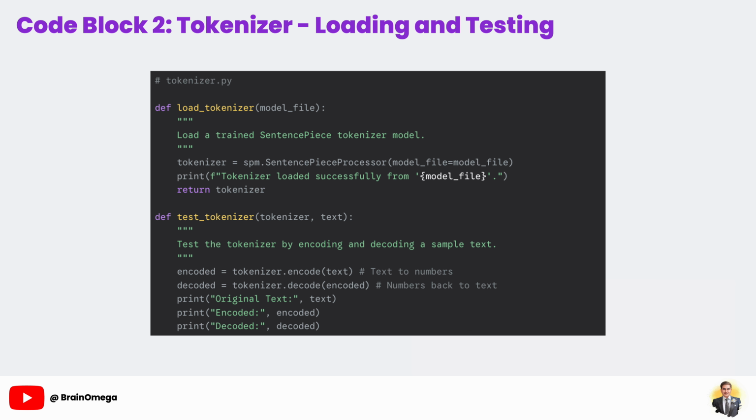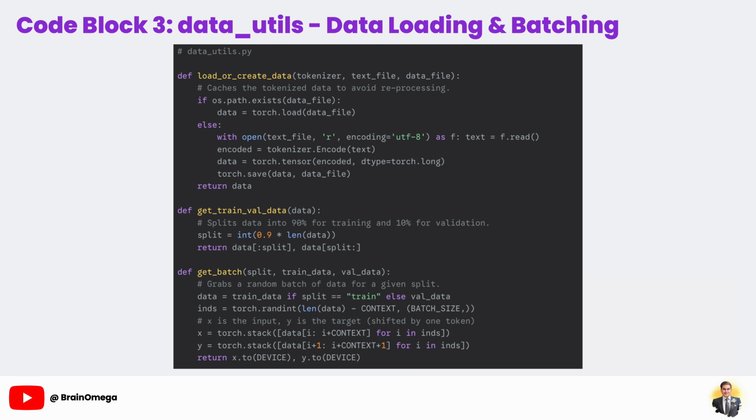The test tokenizer function puts it to the test. First, it takes a sample sentence and calls tokenizer.encode. This converts our human-readable string into a list of integers, according to the vocabulary we just trained. Then, it immediately calls tokenizer.decode on that list of integers. This should hopefully give us back our original sentence. Running this script and seeing the original and decoded text match perfectly gives us the confidence that our tokenizer is ready for action.